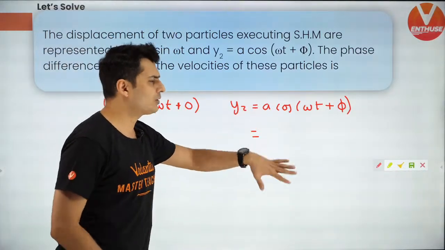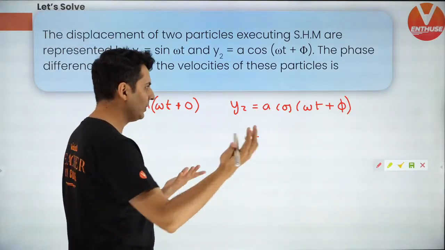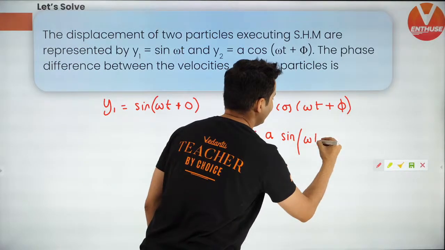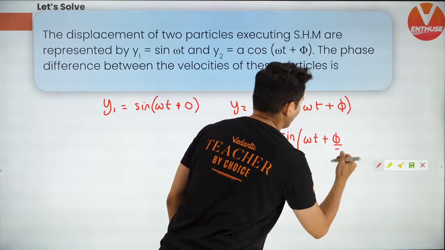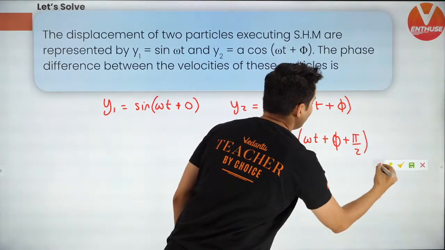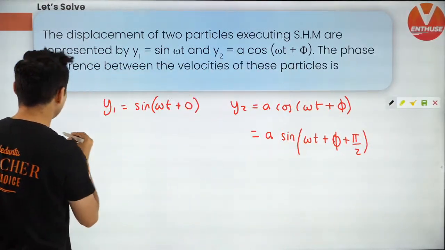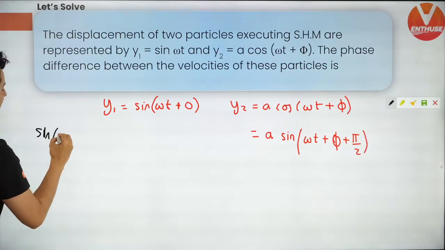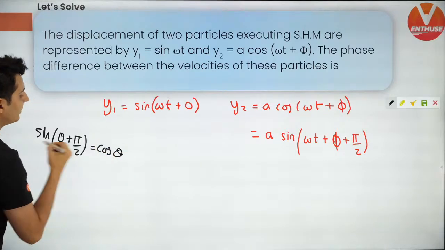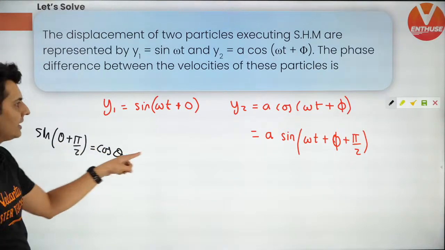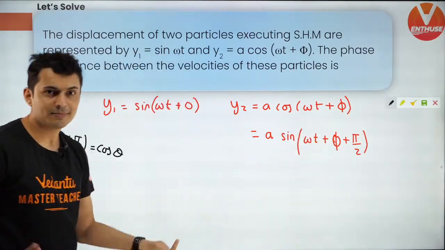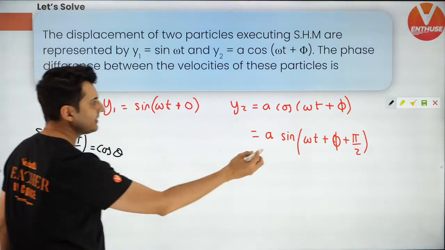How can you convert cos to sine, sine to cos? Come on, pi by 2. You would have learned this in trigonometry. So this will be a sine omega t plus phi plus pi by 2. Remember guys, sine of theta plus pi by 2 is equal to cos theta. So here theta is this term. So sine of this plus pi by 2 will be cos. That's it.